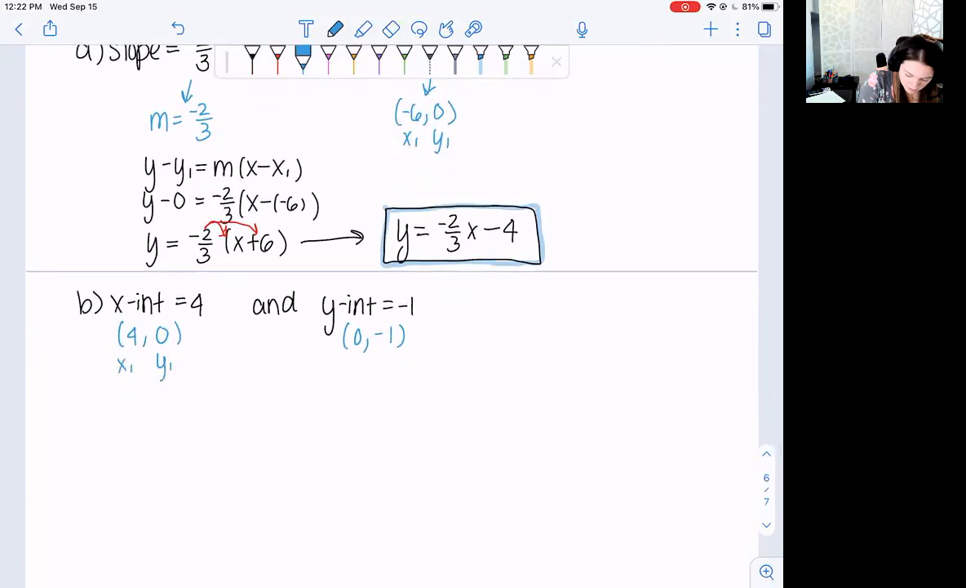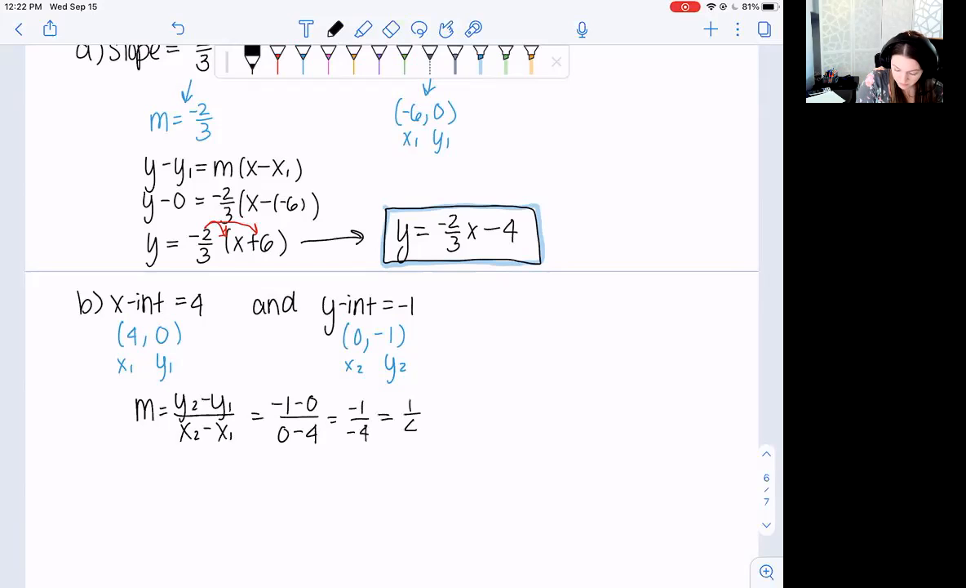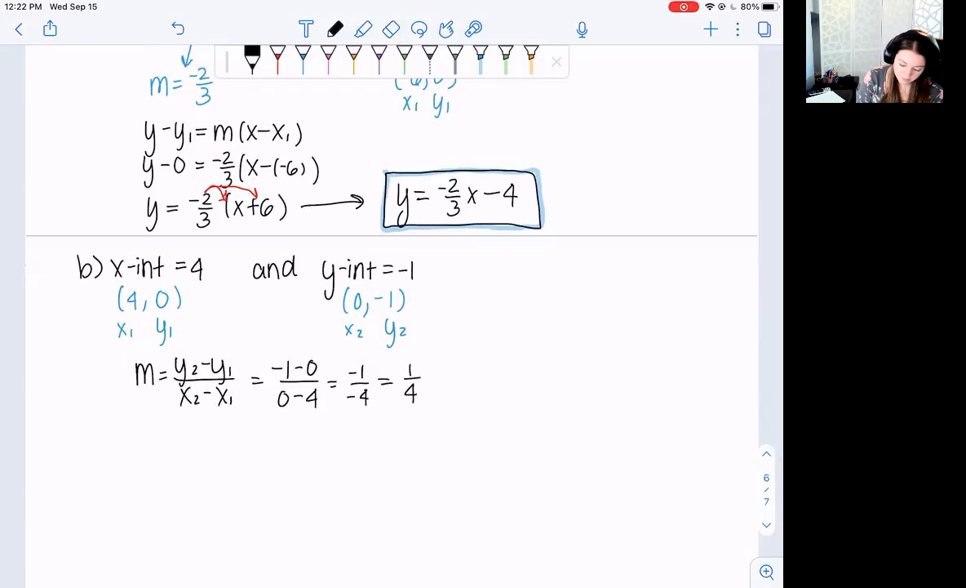So we have x1, y1, x2, y2. And we can start with finding the slope. So we have -1 minus 0 over 0 minus 4. So -1 over -4, positive 1/4. It doesn't matter which point you choose if you want to put it into point slope form first. I'm going to go ahead and use this point here.